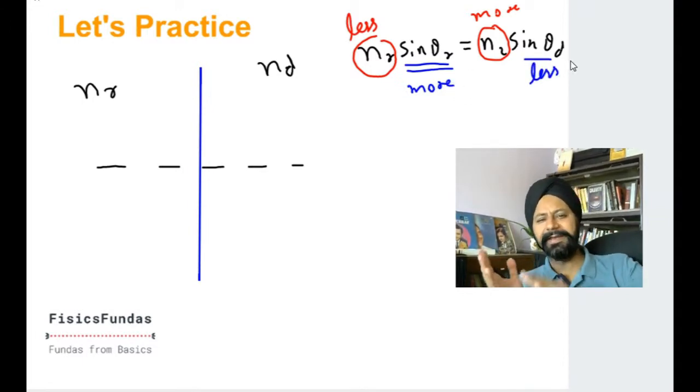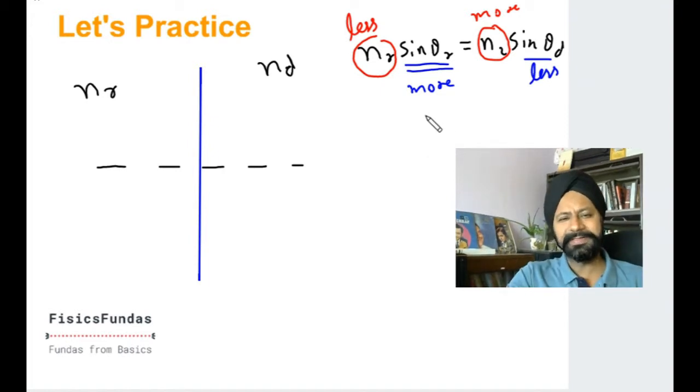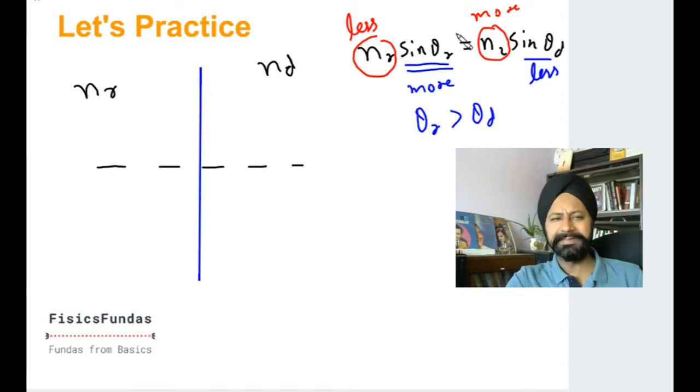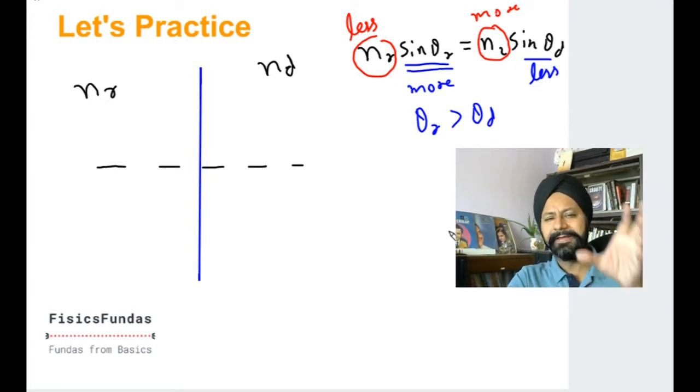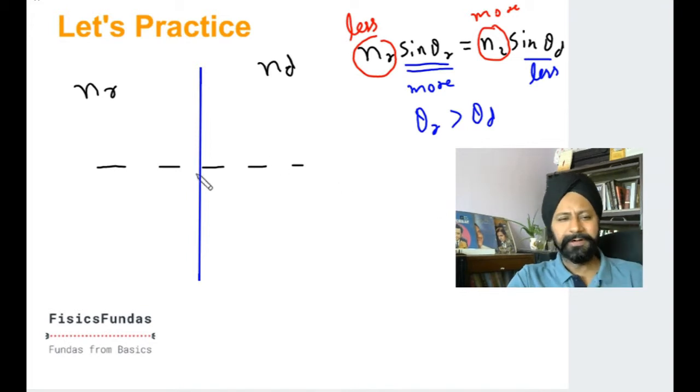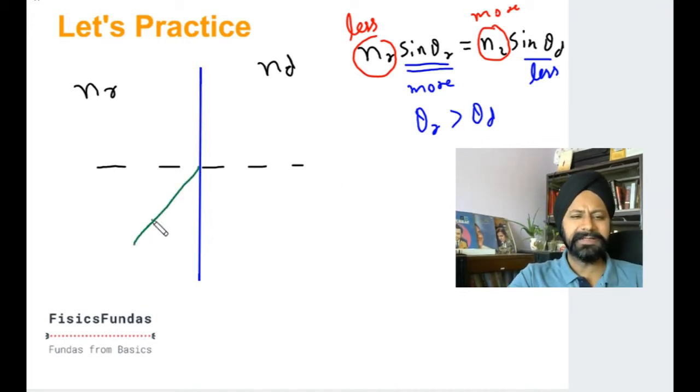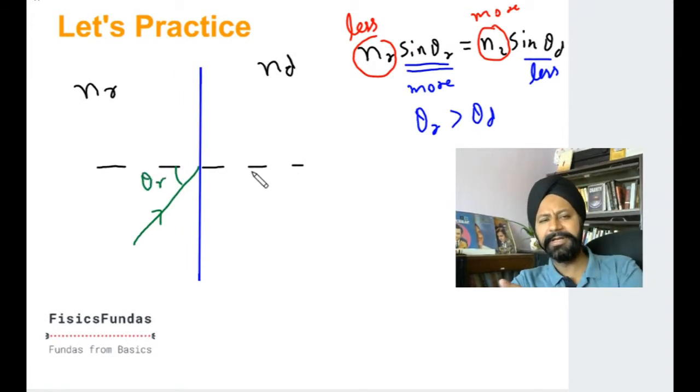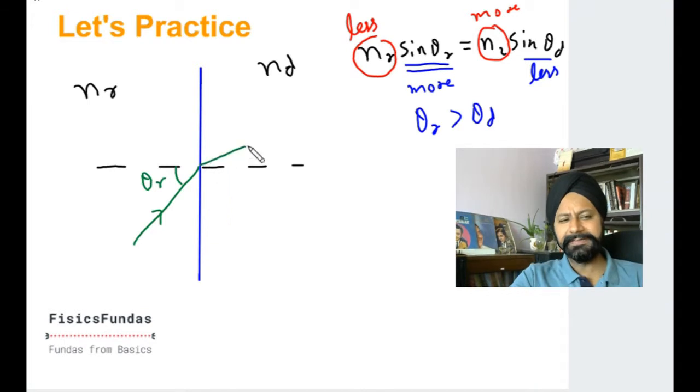This number has to be more now, and this number has to be less. Now sine theta increases with theta. So can I not say that theta r has to be more than theta d? Right, pure logic there. There are no calculations there. If nr is less, then sine theta r is more. If sine theta r is more, theta r is more. What that means is this. Let's say there was a ray of light, and this was theta in the rarer medium. Theta in the denser medium has to be less. So that means it is going to bend towards the normal.